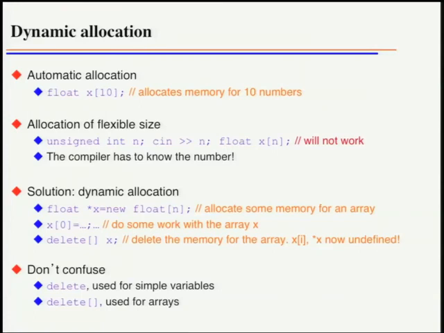There's a subtle difference between just a delete, which you use for simple variables, and a delete with brackets, which you use for freeing arrays. So the simple rule is, if for allocation you used new with some brackets, then you need to use the corresponding delete with brackets to free the memory again. Don't mix these things up. Questions at this point?